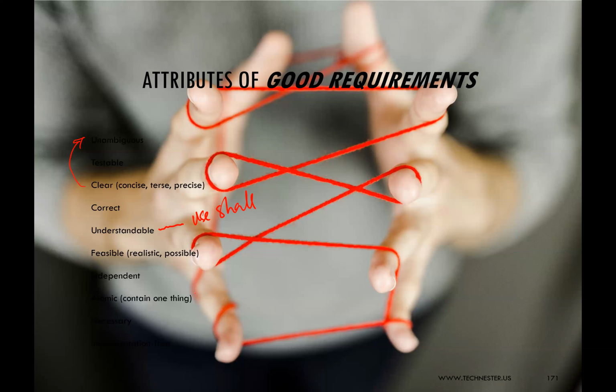A good requirement should be atomic. Atomic meaning it contains only one thing. So you should avoid, the system should have this button and should have this, and so on. That means you are talking about 2-3 different things in your requirement. Each requirement should have one thing so that we can test that one thing to know if it's working or not. Atomic.